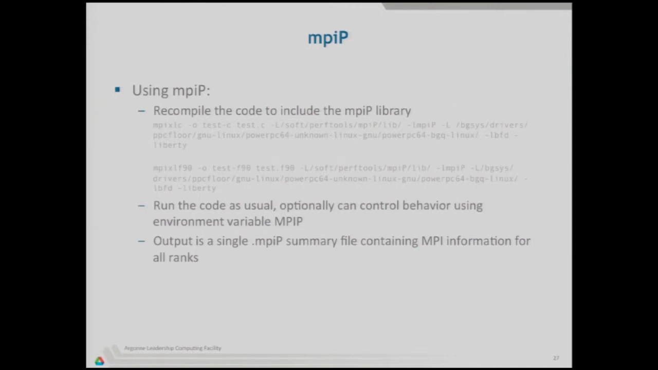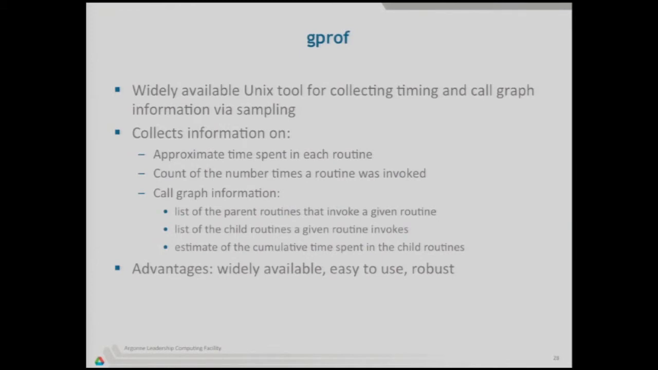And this tool, like MPI Trace, is fairly straightforward. You just have to link it in. There are a few additional libraries you have to add, but if you just add these libraries on your link line, then you can just run your code, and you'll get, in this case, 1 file out, a single .mpip file that will contain all the information about how your code is using MPI.